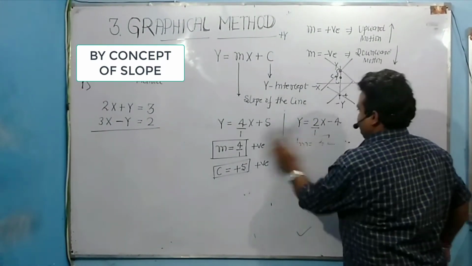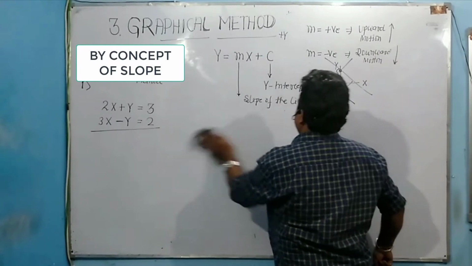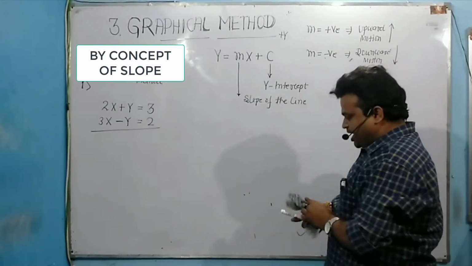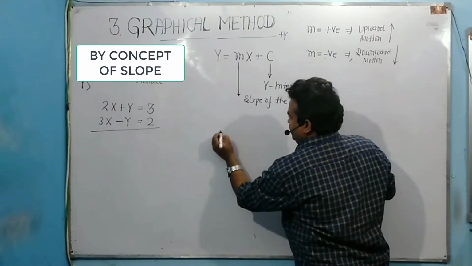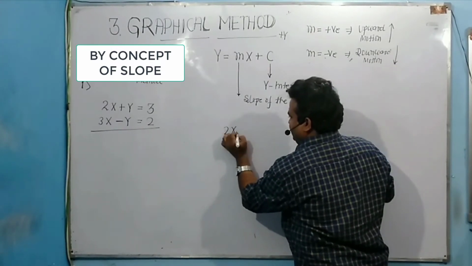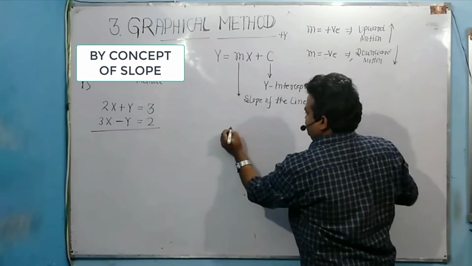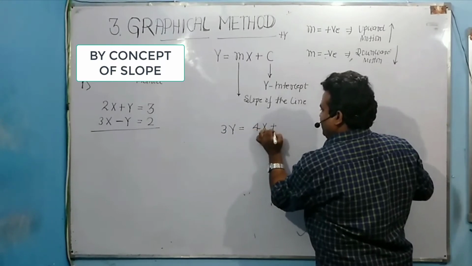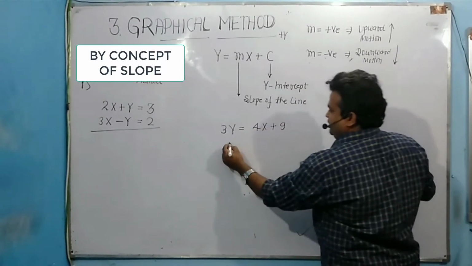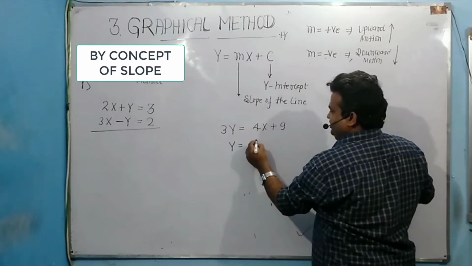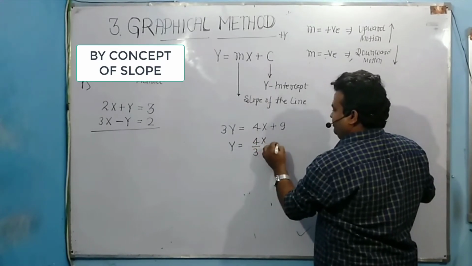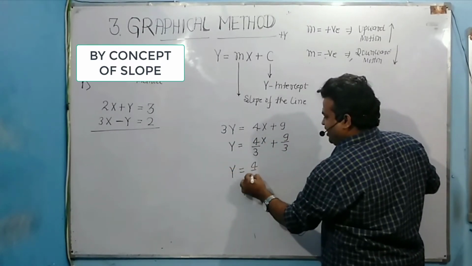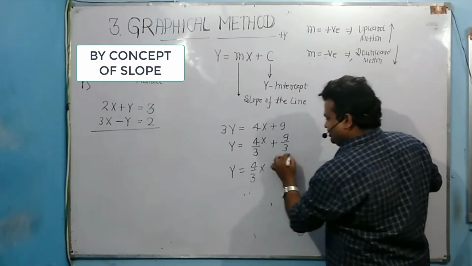Now, one more discussion. Suppose your equation is like this: 3y equal to 4x plus, suppose, 9. This is the equation. Then what is your mx plus c? 4x by 3 plus 9 by 3. You need to divide this. So y equal to what? 4 by 3 x plus 3. So this will be the equation.